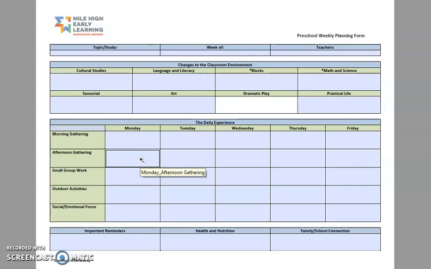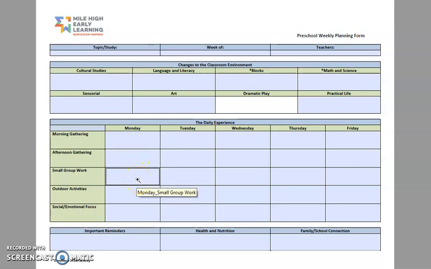It is appropriate to write something like read a book. However, it might be more helpful to your practice to actually list out what book you are going to be reading during this time. Just a way to hold yourself accountable and also make sure that you have a plan.